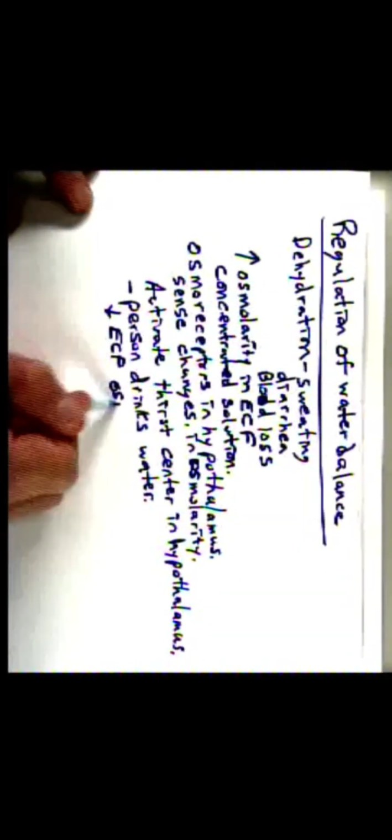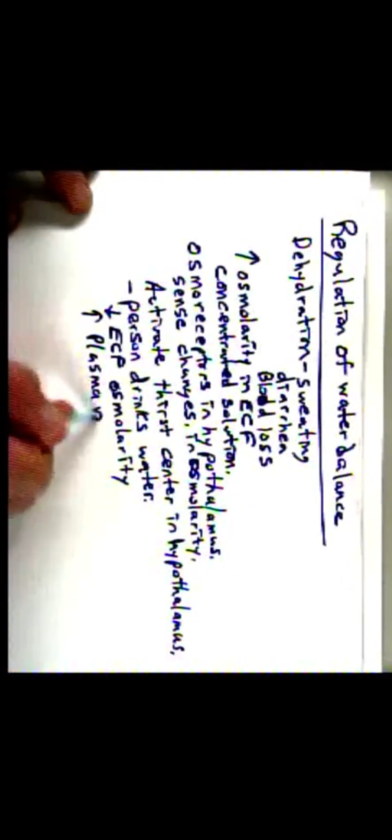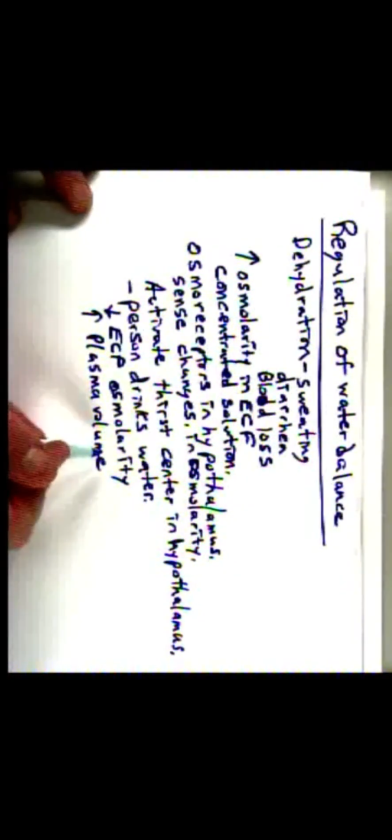When you activate the thirst center, normally, if you have it available, a person drinks some water, whether that's in a Gatorade, Powerade, bottled water, whatever it might be. When you drink water, that will decrease the ECF osmolarity. You will dilute the blood, and you will increase your plasma volume. And that will then reduce your thirst.